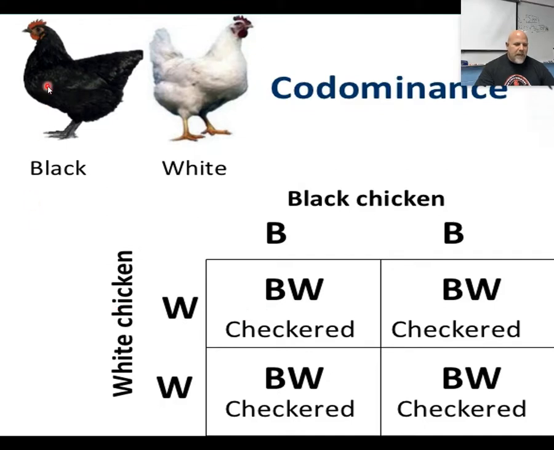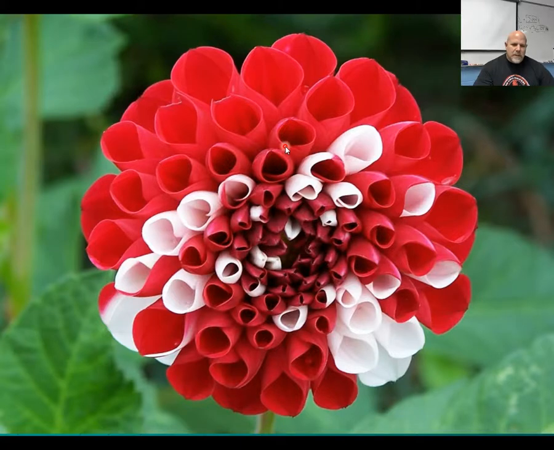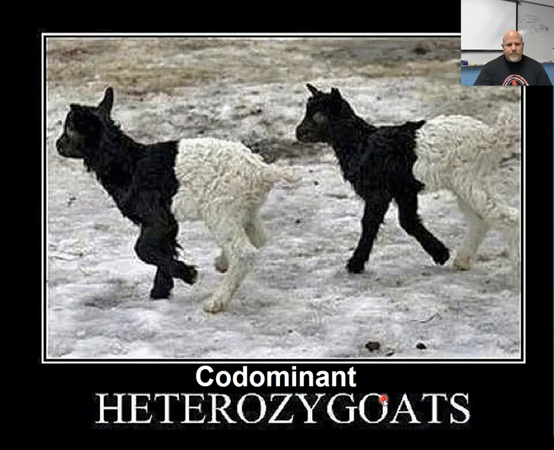If I mated a black and a white chicken, you would expect the chicken to come out black and white. If I mated a red and a white flower, the resulting flowers would be red and white. So those are examples of codominance. This is a pair of codominant heterozygotes. Not really, but it's a cool picture.